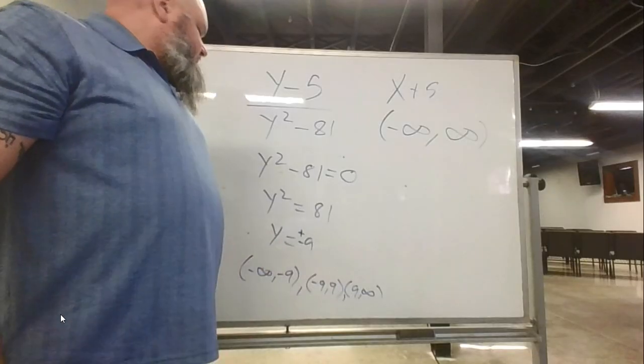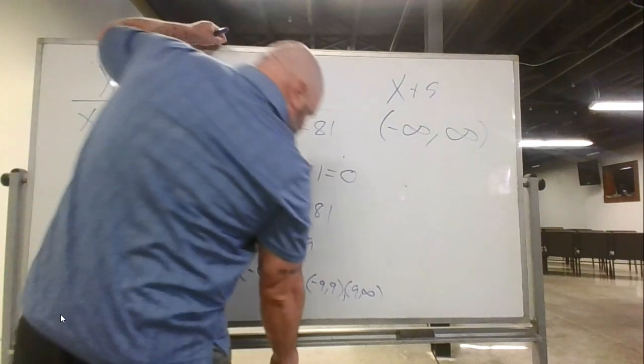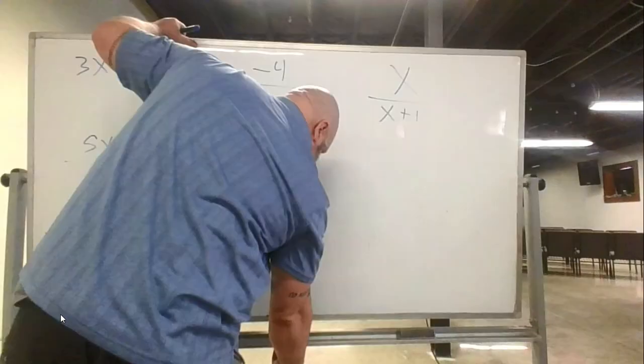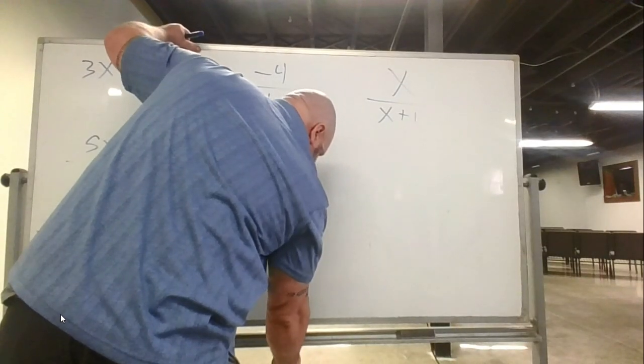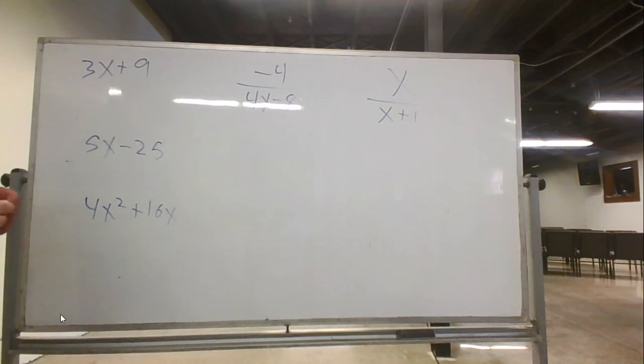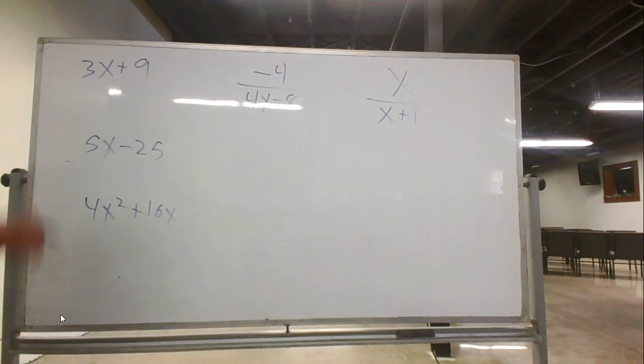Now let's look at factoring out some terms. We're going to factor out some terms we're going to use to simplify our rational expressions. Hopefully you remember a little bit about factoring. If we look at 3x plus 9, is there a common factor in 3x and 9? Yes, 3. So we get 3 times x plus 3, since 9 divided by 3 is 3.